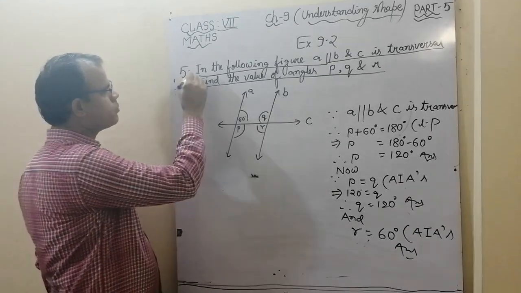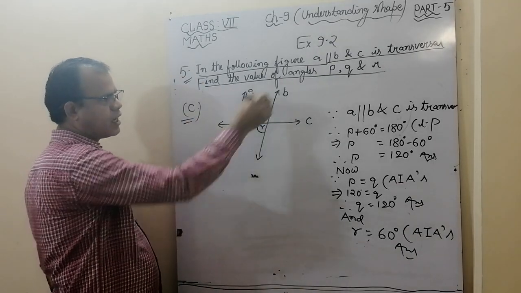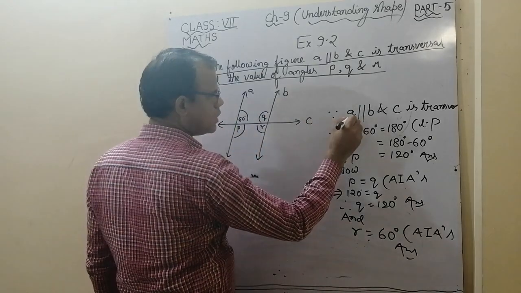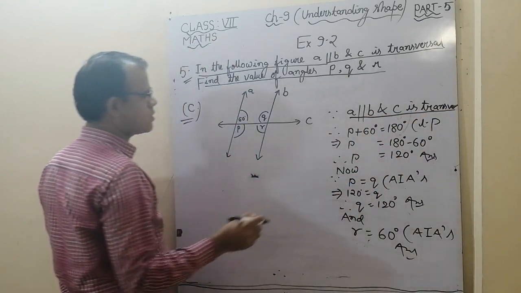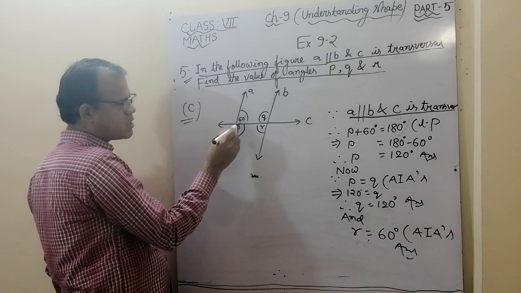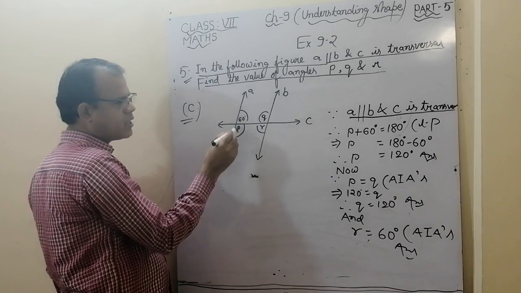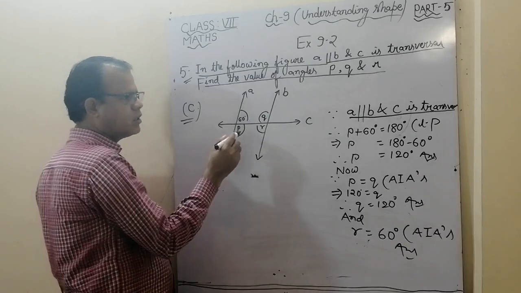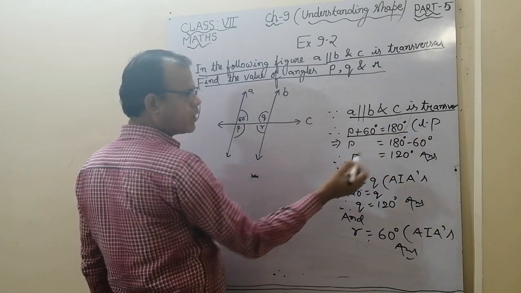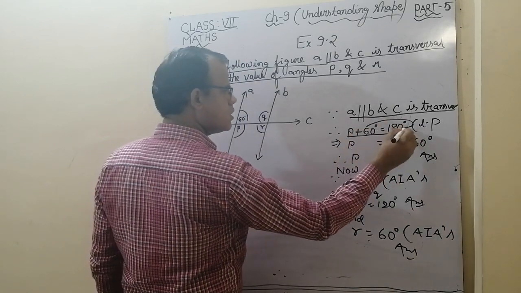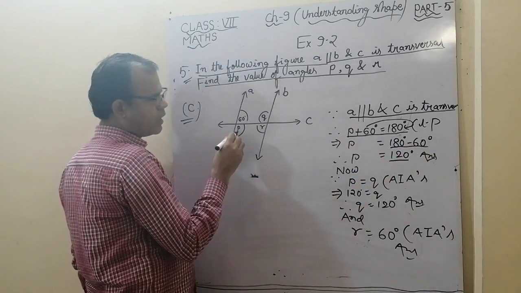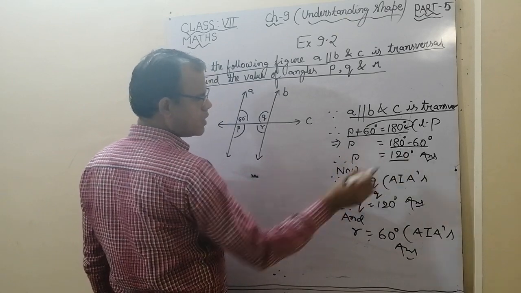So student, question fifth, part C. Look here, this line is parallel, and this line C is the transversal. So we write here A parallel B and C is transversal. Now look here, this line A is a straight line, and here you see P plus 60 degrees equals 180 degrees. Two angles are formed, they are a linear pair. So P plus 60 degrees equals 180 degrees. Why? Linear pair. So P equals 180 minus 60, which is 120. So angle P is 120 degrees, first answer.